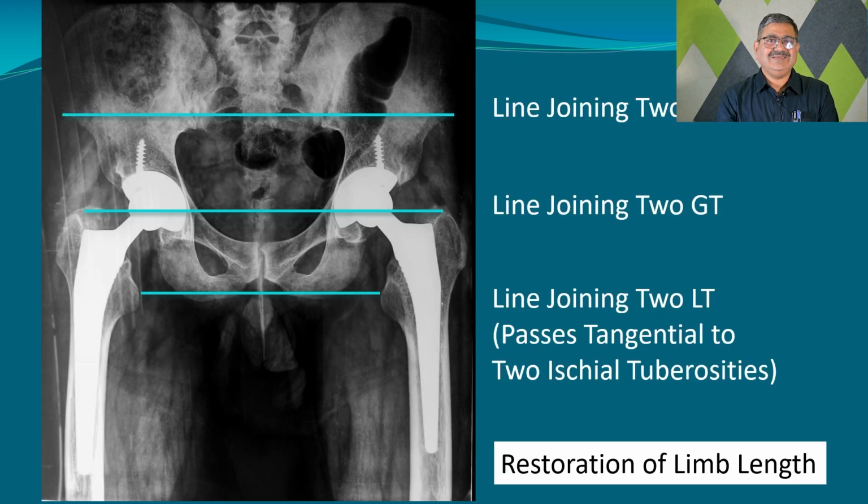So if you assess a post-op X-ray, the line joining the two ASIs, the line joining the two greater trochanters, and the line joining the two lesser trochanters should be parallel to each other.